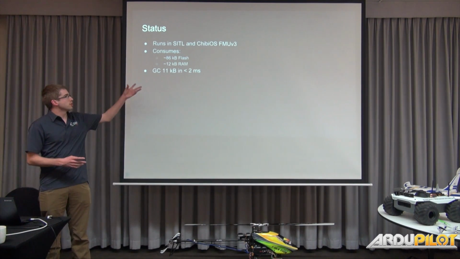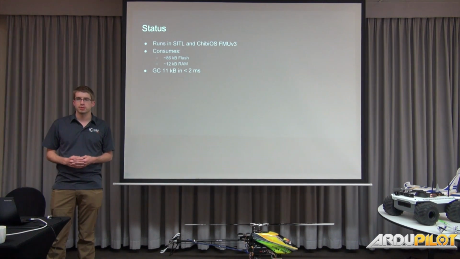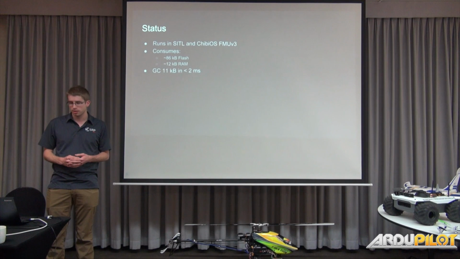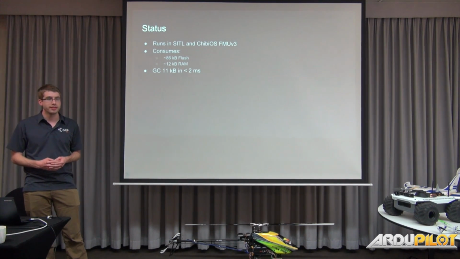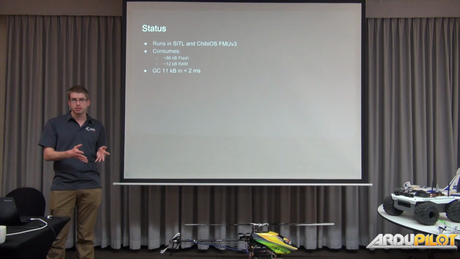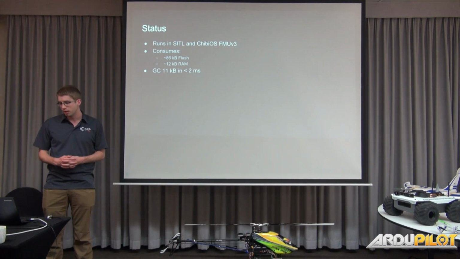All these numbers are before the recent ChibiOS Part 3 stuff was merged, but this is all on an FMU v3 queue. And we can garbage collect in 2 milliseconds for 11 kilobytes, and that's using 64-byte allocations for that garbage collecting time. So it's relatively small chunks. If we're using larger chunks, we'd be collecting faster.